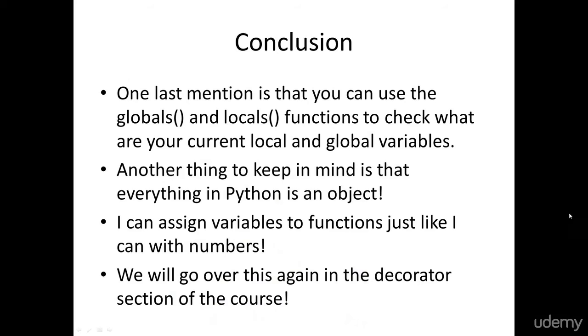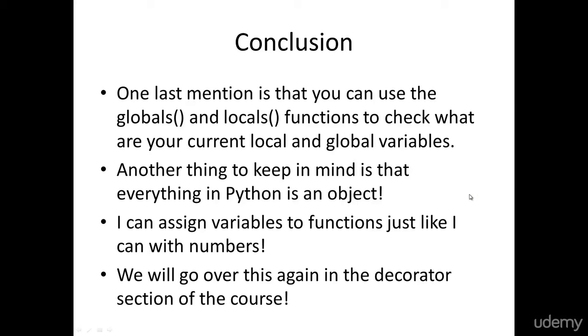Okay, so in conclusion, one last thing I want to mention is that you can use globals(), a built-in function, and locals(), another built-in function, to check what your current local and global variables are. And another thing to keep in mind is that everything in Python is an object. So I can assign variables to functions just like I can with numbers or any other type of objects we learned about in the first section of this course. We're going to go over this whole idea of everything in Python as an object a lot more in the decorator section of this course. But I just want to mention it now so you have a feeling of what to expect.